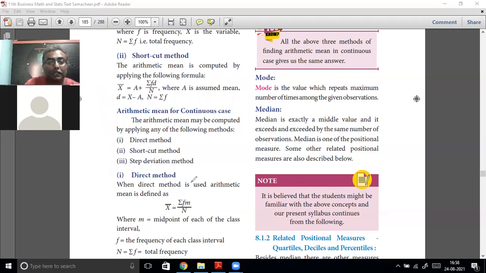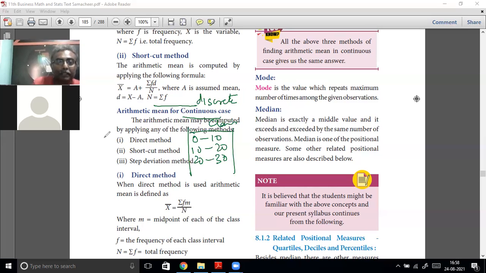Now the direct method: this is the arithmetic mean for the continuous case. What I told is the continuous case. What is the difference? Everything we have seen until now is the discrete case. In the continuous case, what comes? Class intervals: 0 to 10, 10 to 20, 20 to 30. The length of the class interval, c, is 10. And then what do we do? The frequency.